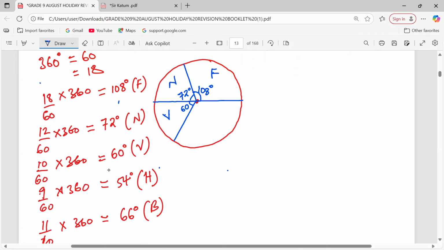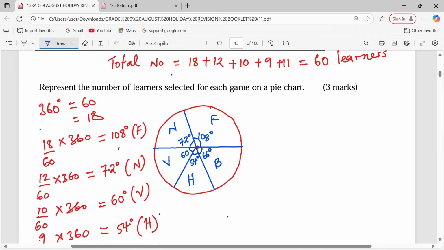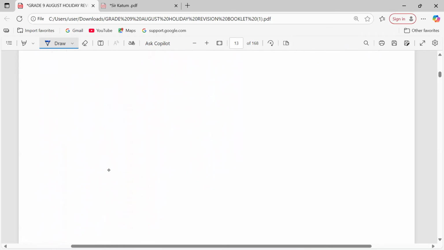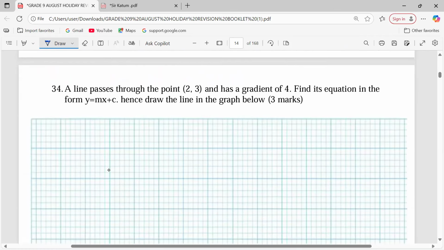54 is at this point. So I'm now connecting this one to the center. Yeah, 54 degrees for handball. Then automatically, because they should add up to 360, the remaining one is automatic. You don't need to measure anything: 66 for basketball. That one is so automatic. So that's how we do the pie chart, or rather the circle graph. Very smooth one, already done.